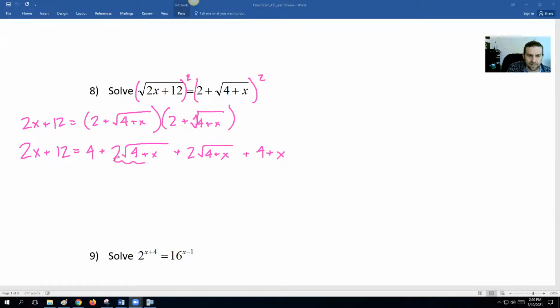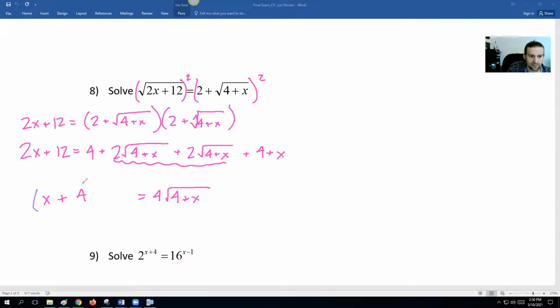Okay, so now let's combine these two together. So we get a 4 times radical 4 plus x. And let's move some things over. Let's move this x over away from this 2x, so that's just a 1x. And let's see, we have a 12 here. We would minus this 4 and minus that 4, and that's just a 4.